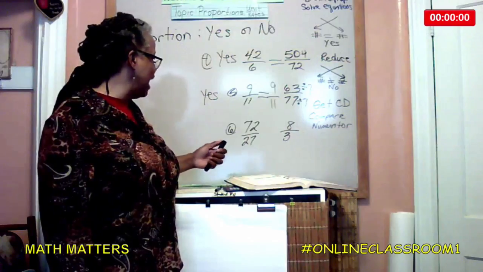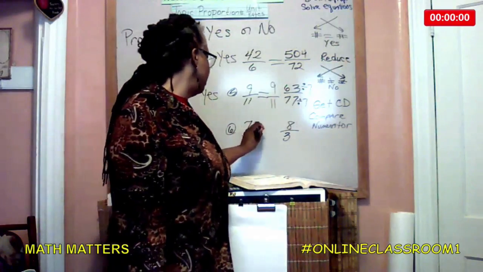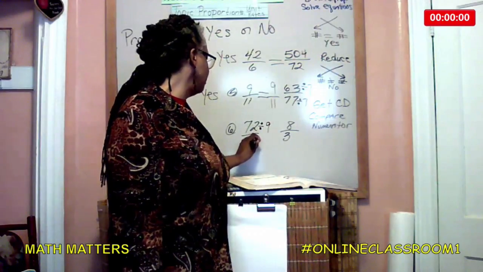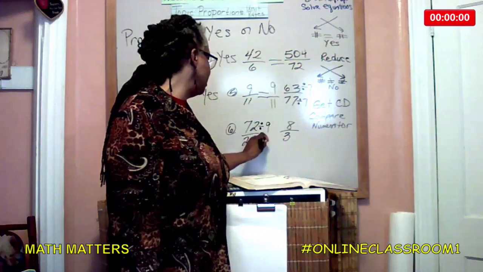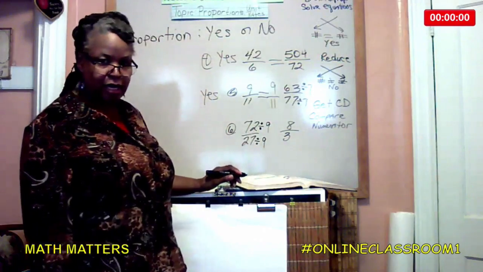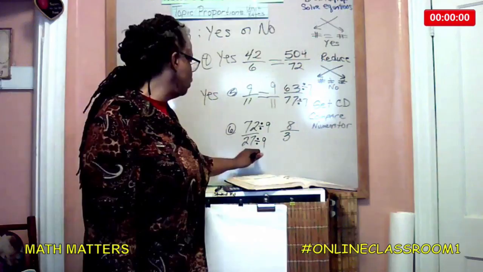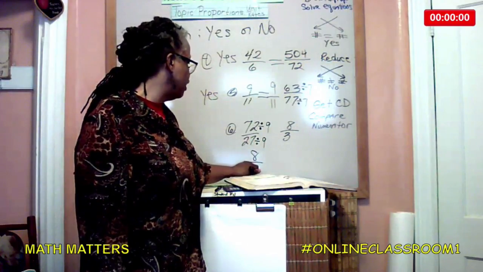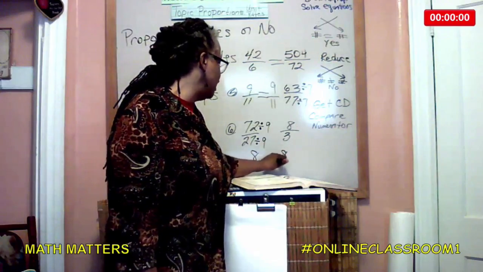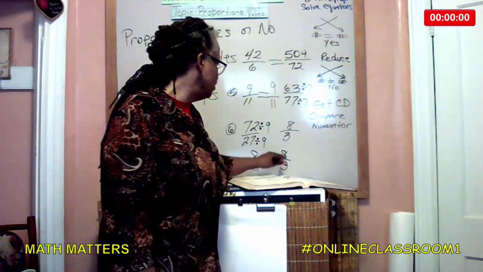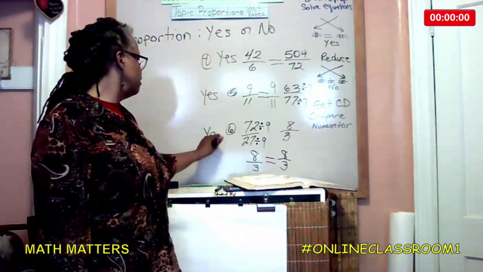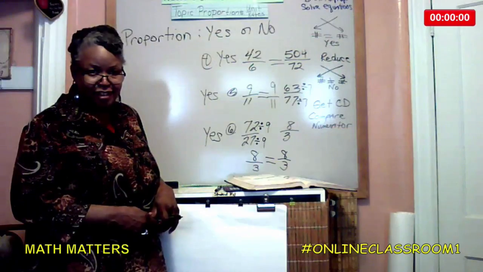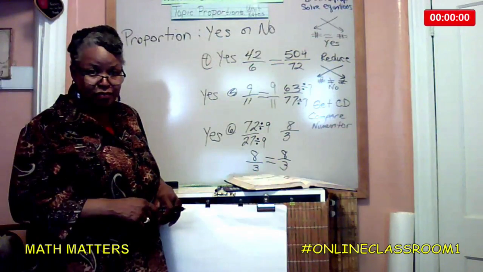So I'm going to divide out the 9 in my numerator and divide out the 9 in my denominator. 72 divided by 9 is actually equal to 8. 27 divided by 9 is 3. How does 8/3 compare to 8/3? Are they equal? You better believe it. They are proportional.